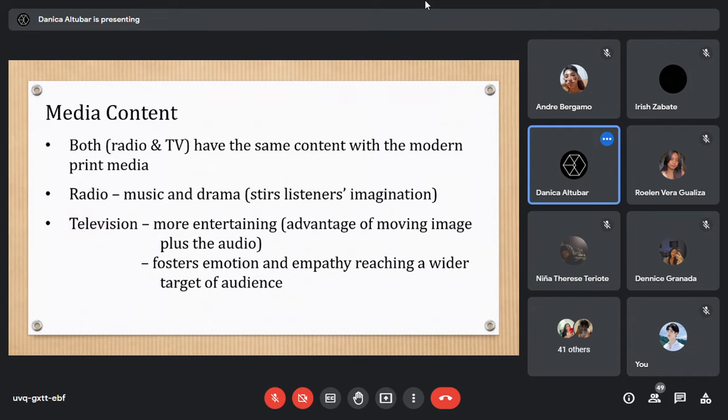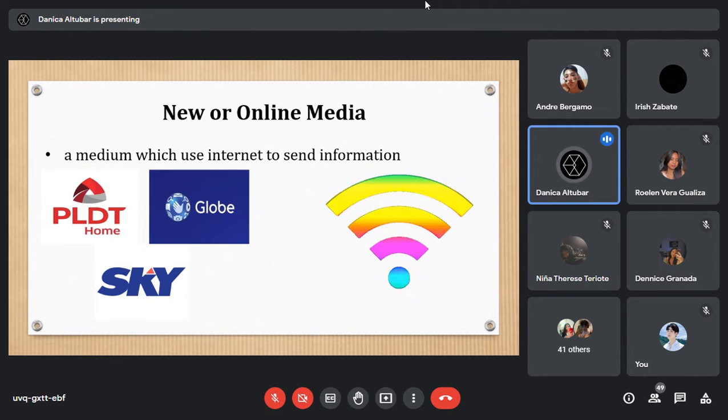Okay. The last type of media is the new or online media. This is a medium which uses the internet to send information. So as you can see there, you have PLDT Home, Globe, and Sky. These are just some of the internet providers here in the Philippines. So the most distinct characteristic of new or online media is that it uses the internet. Unlike the print media and the broadcast media, online media uses the internet.